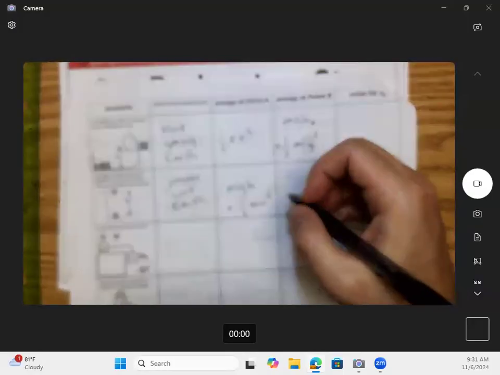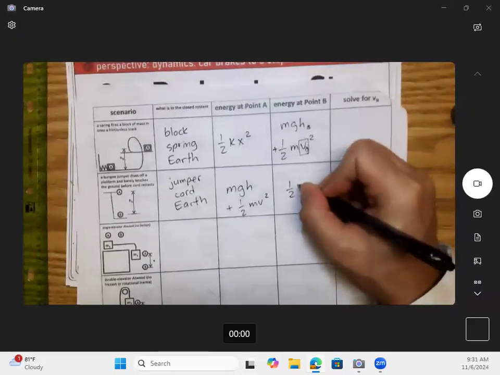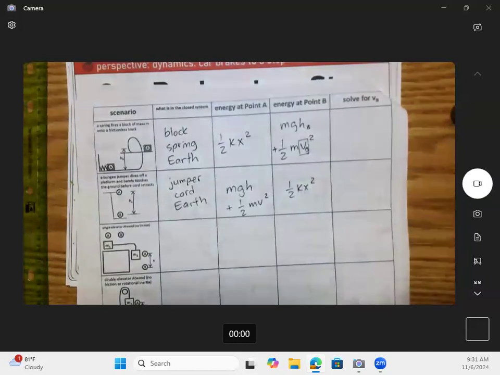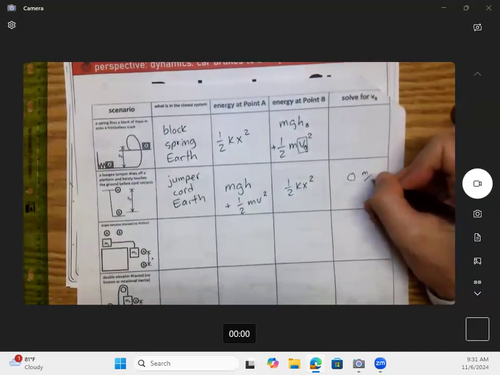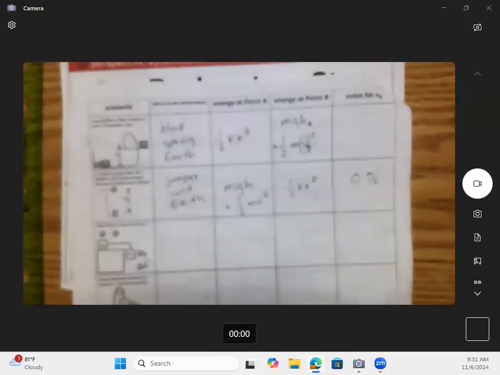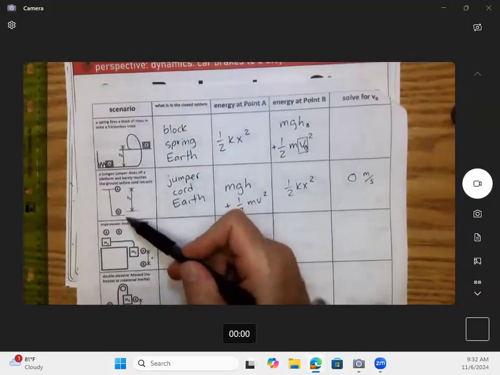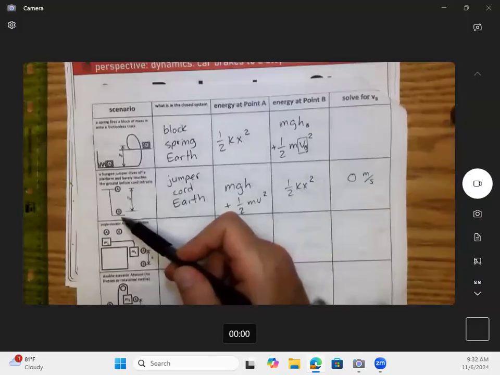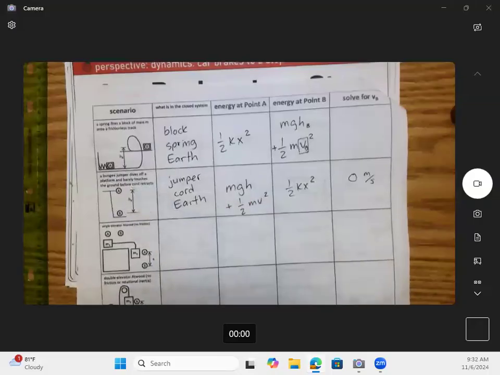Into the cord, into the spring. So what's the formula for that? 1/2 kx squared. That's right. Hey guys, what's the speed at point B? 0 meters per second. You can set up this equation, but still 0 speed at the end. Now, that's going from point A to point B. If you kept the process going, this cord would retract and bring him back up. So there's more to the story, but we're just focused on the snapshot of point A and point B.